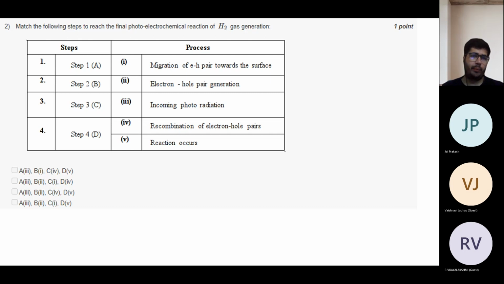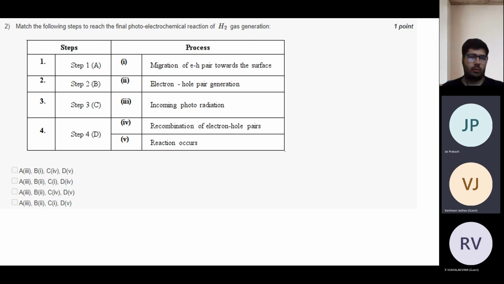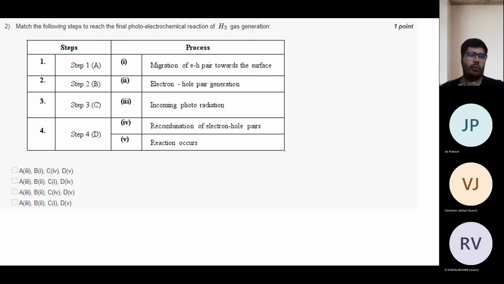What is the first step? Incoming photoradiation. Yeah, first of all, we need incoming photoradiation. After that, all steps are happening. So step 1 will be incoming photoradiation. So A will combine with the third.